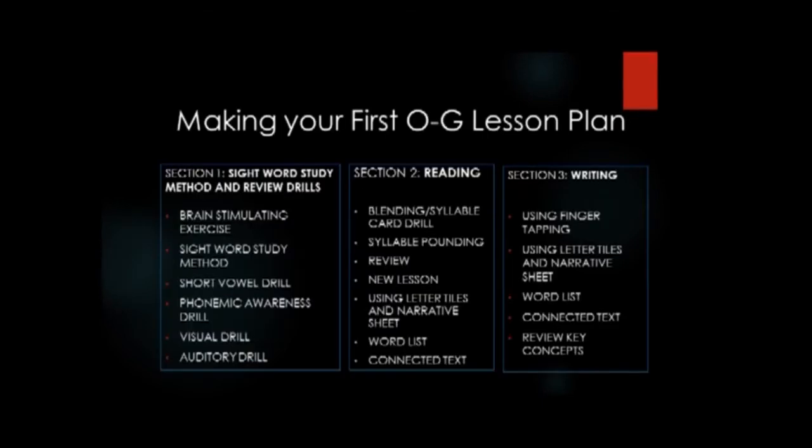I like to think about the lesson plan in three sections. I always begin with the sight word study method, and then I do all of my review drills. So the body of the first part of the lesson is all about what the student knows already. We're activating prior knowledge and we're reinforcing what we've already taught. Then we move on to section two, and that's where the new material is going to be introduced, and that's all about reading. And then the third section is where we address the writing. And we always end by reviewing our key concepts that we've taught or that we're working on.